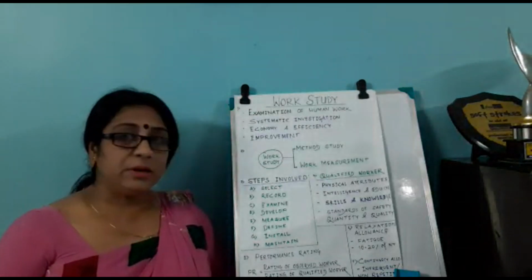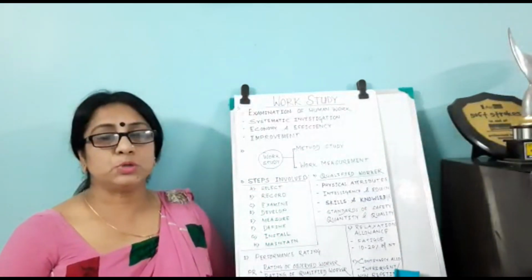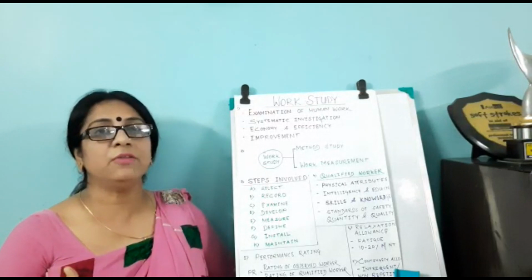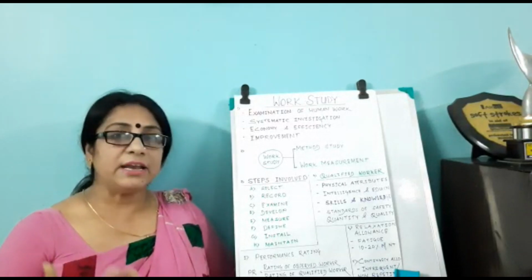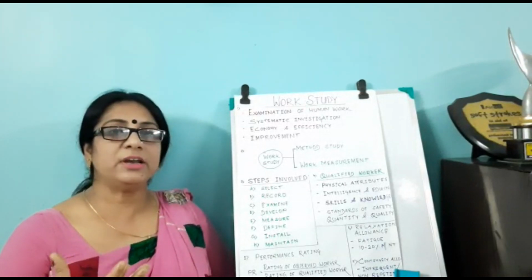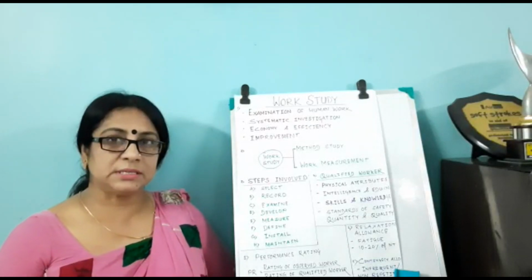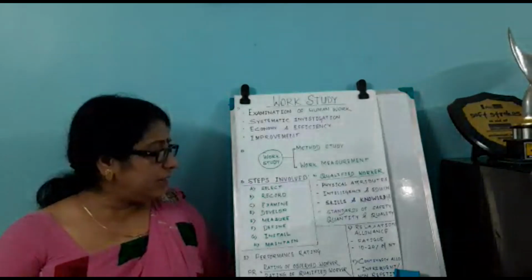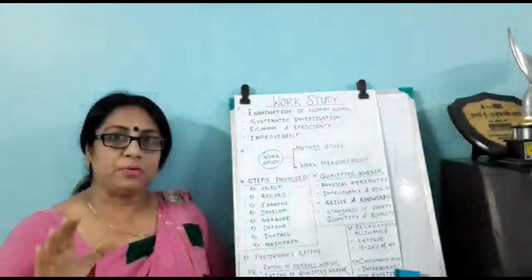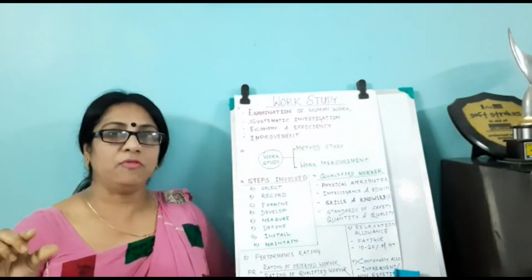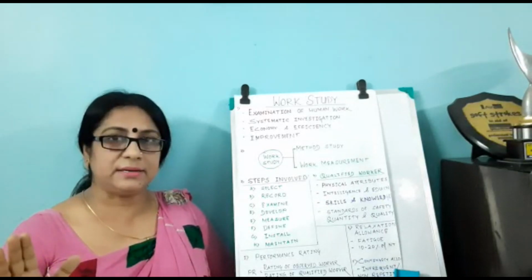Once the job is developed, fifth is measurement. In the measurement part, measure the work content or the quantity of the work involved in the job and find out the time taken by a qualified worker to complete the job with a defined level of performance. Then we define the job along with the time taken as the standard practice.